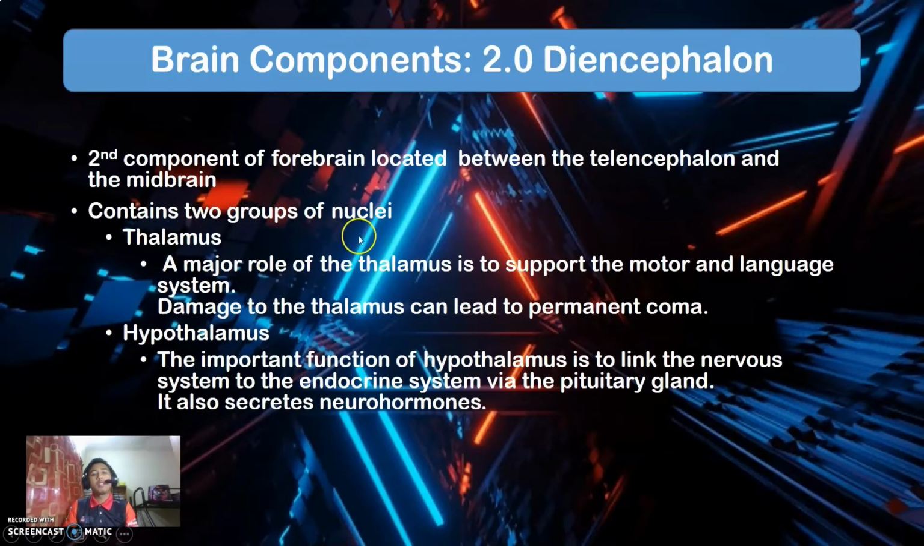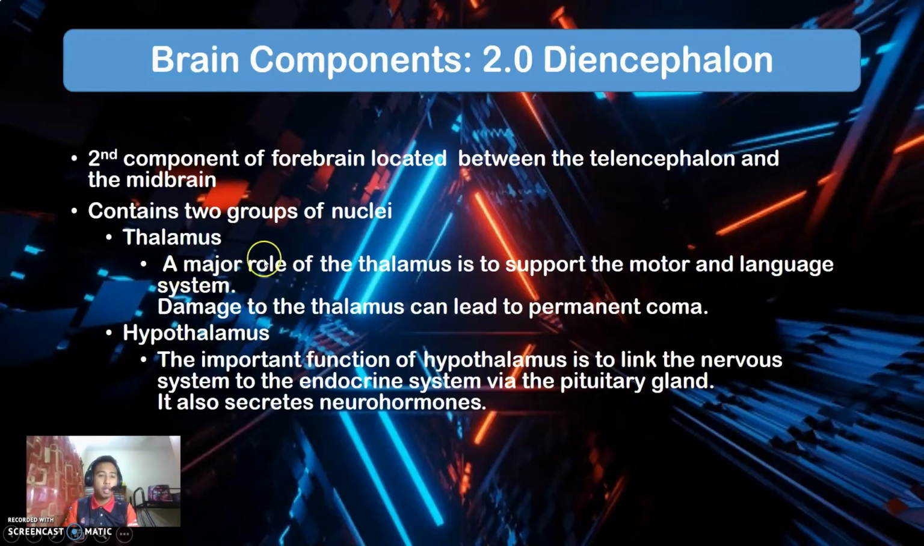The second brain component is the diencephalon. It is the second component of the forebrain, located between the telencephalon and the midbrain. It contains two groups of nuclei. The first one is the thalamus and the second one is the hypothalamus.